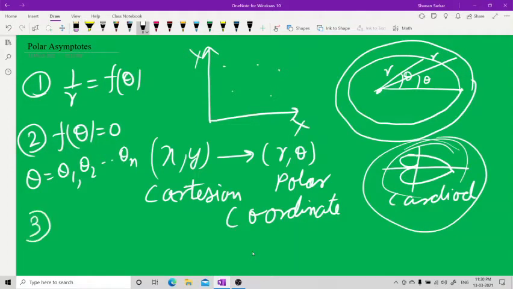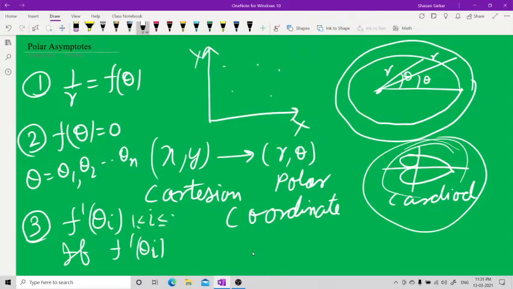And the third point is find f dash theta i, with i varying from 1 to n. Whatever thetas you have found, you have to find f dash theta i for all of them. Means you have to find f dash theta 1, f dash theta 2, up to f dash theta n.